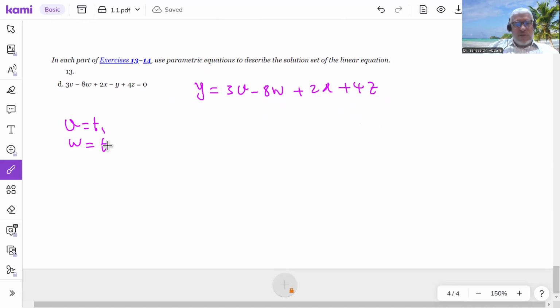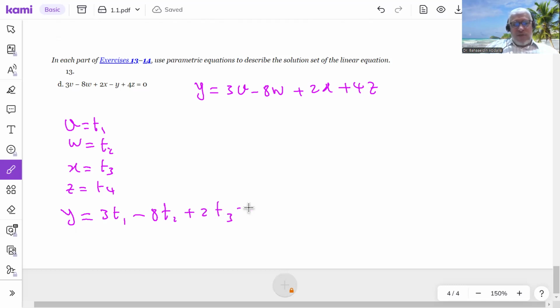So the parametric equations here would be v, I'll call it t1, for example. W, I'll call it t2. X, I'll call it t3. Z, I'll call it t4, and y would be 3v, but v is t1, minus 8w, but w is t2, plus 2x, but x is t3, plus 4z, but z is t4. So these are the parametric equations, and you can say that all four parameters are real numbers.